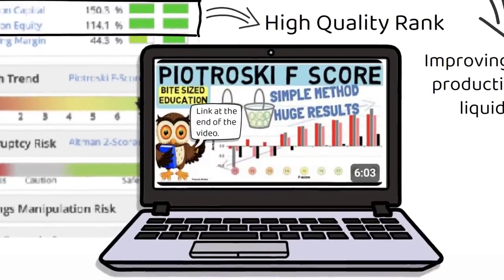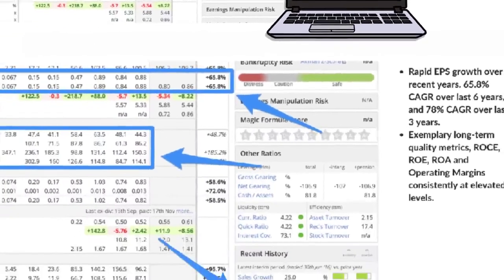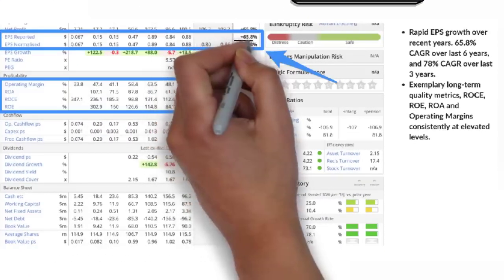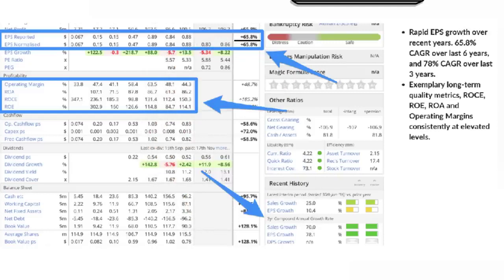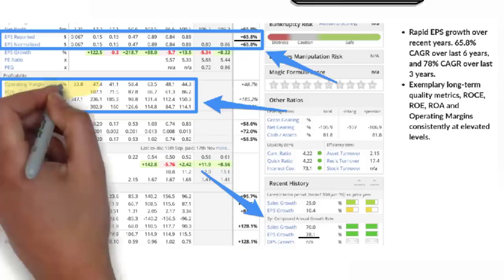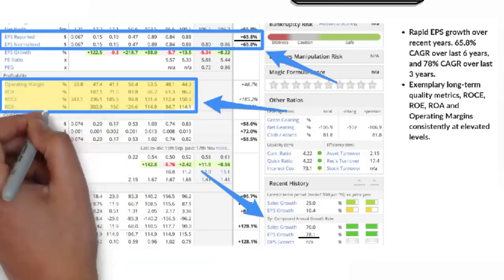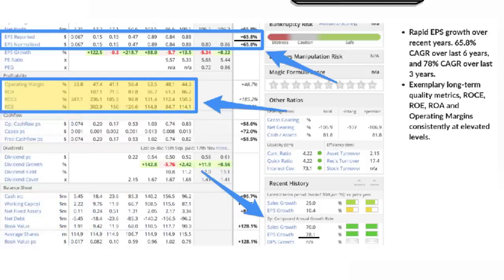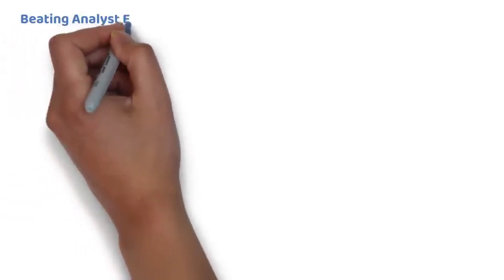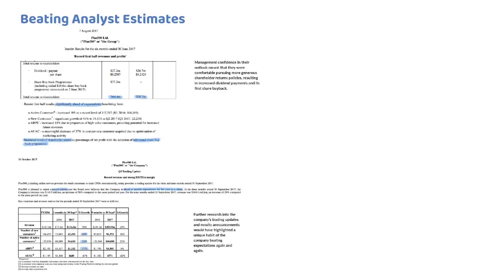The company also displayed an extraordinary long-term earnings growth trajectory with 65.8% earnings per share growth over the last 6 years and 78% over the last 3 years. The operating margins and return metrics remained consistently at elevated levels. Additionally, the company frequently beat analyst estimates, and the management remained confident in the company's outlook, as can be seen in regulatory releases by the company.